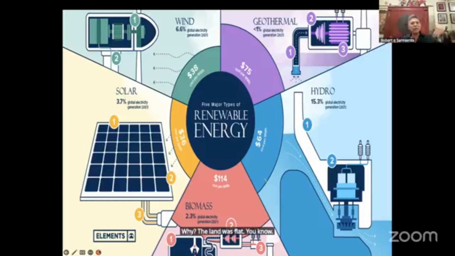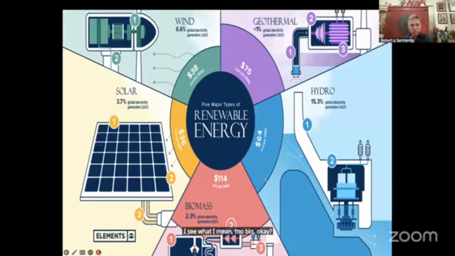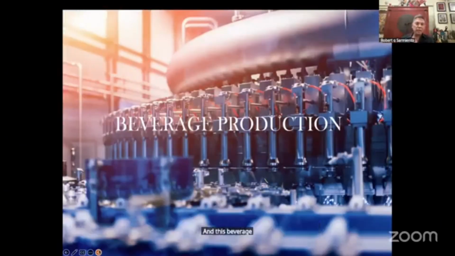As you get into the mountainous area, nandiyan na ngayon yung mga wind. Nakita niyo yung mga kamukha doon sa Taytay, di ba? Yung mga hydro, you've seen that over in Laguna kasi maraming tubig. Okay? And then, of course, there's biomass and geothermal. Okay, next slide. And this beverage production, I've seen that in facilities in Tarlac and also inside Clark City. Next slide.